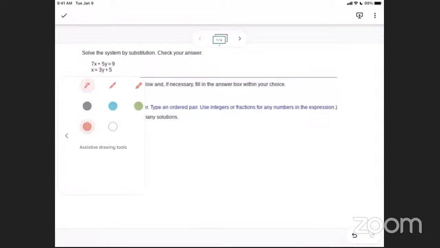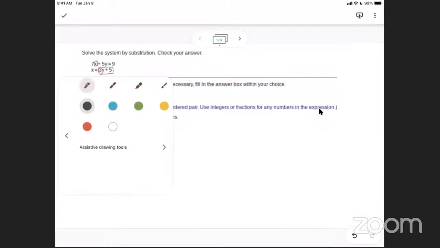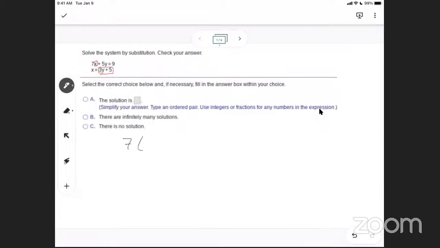So I explained it, now I'll do it. I'm gonna take this and plug it in here. I'm even gonna color code it so you can see what I'm doing. I'm gonna write the equation out, and instead of X, I'm gonna put a big bracket in there. And now I'm plugging in what X was, which was 3y plus 5.